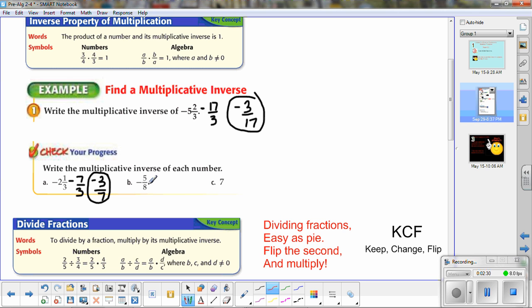The multiplicative inverse of -5/8, we're just going to flip that upside down, make it 8/5, and it's going to have to be negative because a negative times a negative is positive, and we're looking for a positive one when we multiply them together. The last example of this type is a whole number. You would write that as 7/1, and now flip it upside down, and you get 1/7. The multiplicative inverse of 7 is 1/7.